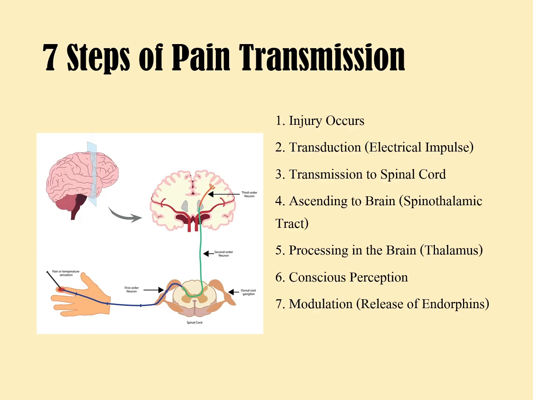Seven steps of pain transmission. The journey from injury to awareness happens in seven specific steps. First, the injury occurs. Second, transduction occurs when nociceptors generate an electrical impulse. Third, the signal is transmitted to the dorsal horn of the spinal cord. Fourth, it ascends the spinal cord via the spinothalamic tract. Fifth, the thalamus acts as a relay station, processing the signal. Sixth, the person reaches conscious awareness when they realize it hurts. Finally, modulation occurs, in which the brain sends signals back down to release natural pain relievers.